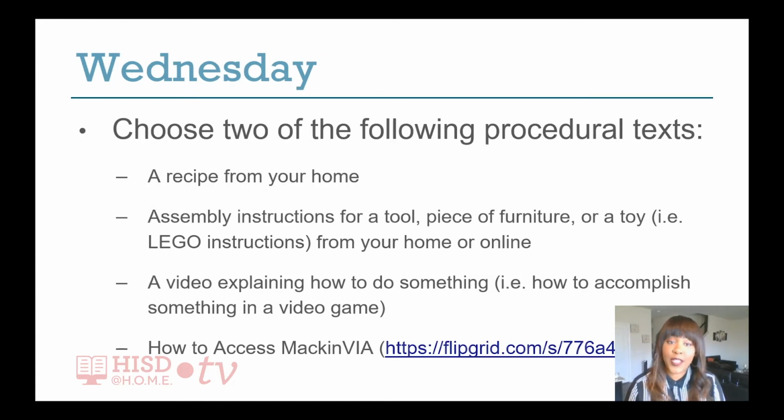Moving on to Wednesday, we want you to choose two of the following procedural texts. You can use either a recipe from your home, something that gives you assembly instructions, whether it's for a tool, a piece of furniture, or even a toy. And you could also find a video explaining how to do something, or you could access Mac and Via for instructions.